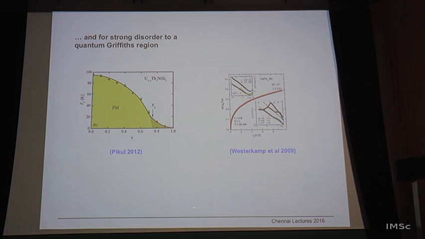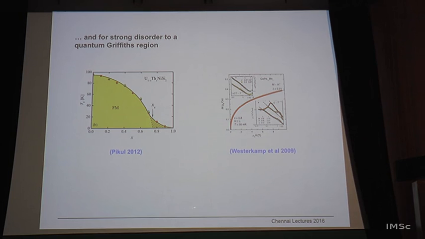And as a function of the thorium concentration, you see again TC marches down. Then it develops this interesting tail here. And there's interesting stuff related to Griffiths physics believed to be going on in this tail. And the reason that's believed to be the case is that one sees very unusual behavior of the magnetization as a function of the magnetic field, for instance. But I won't go into the details of this.